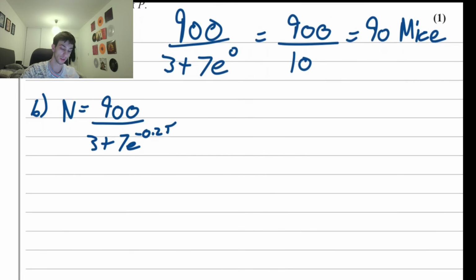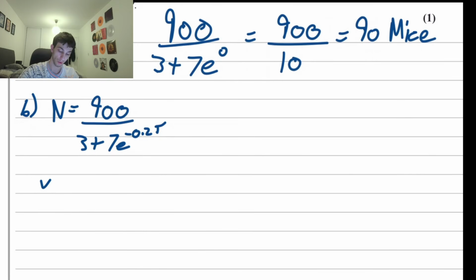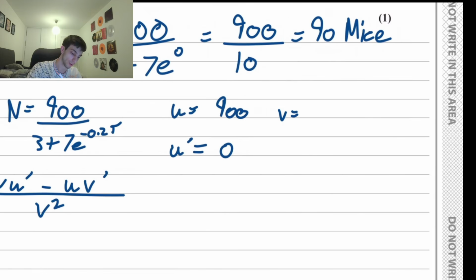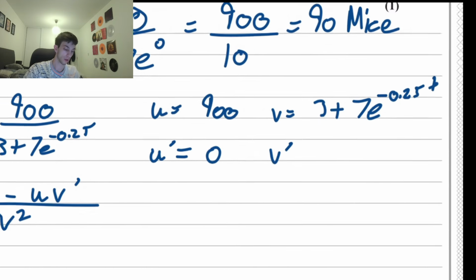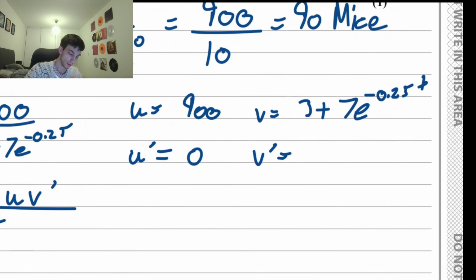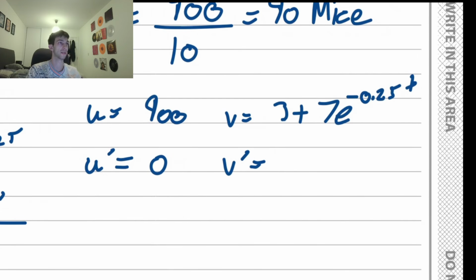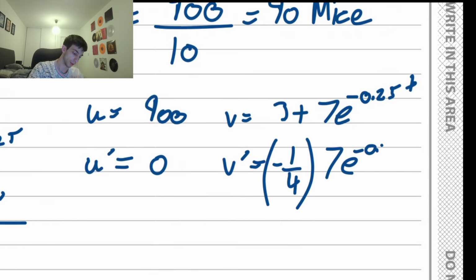We have a fraction. I think the easiest way to do this will be using the quotient rule. Reminding ourselves of the quotient rule, we have (v u' − u v') all over v². We know that u is our numerator, so u = 900. For u', differentiating a constant, it disappears, so that will just be 0. We have that v = 3 + 7e^(-0.25t). Differentiating this, 3 is a constant, so it disappears, and then we multiply by what we have in the power of v differentiated. Differentiating −0.25t would just be −0.25, the same as minus a quarter. So we have v' = −1/4 × 7e^(-0.25t).